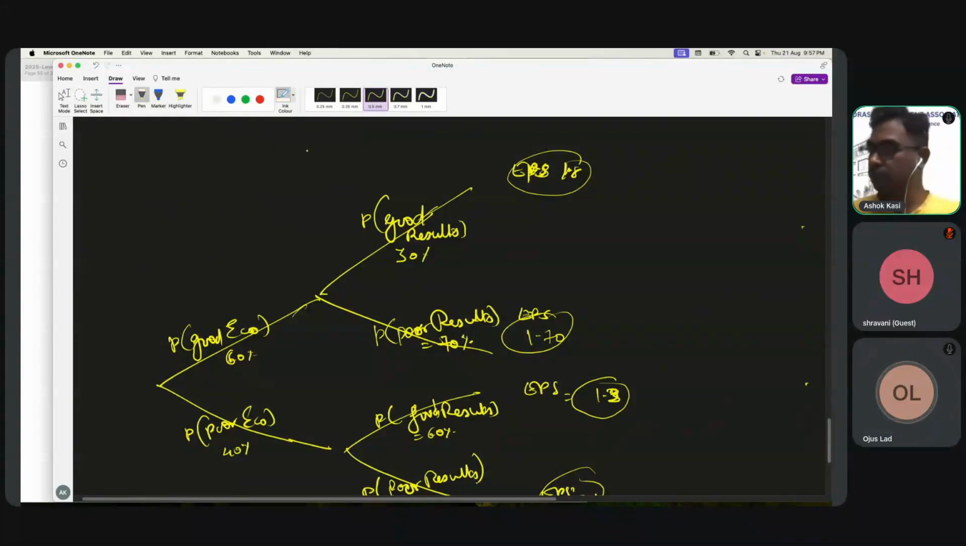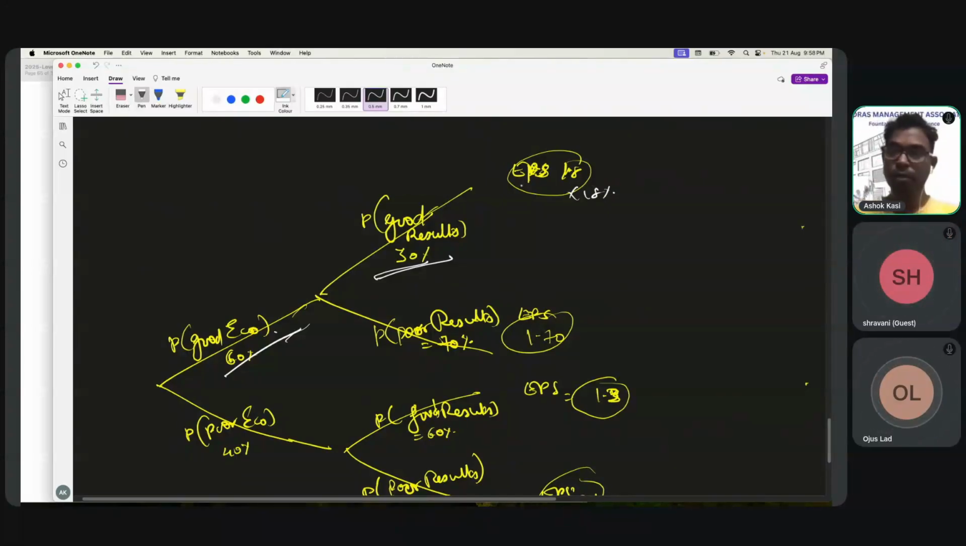Probability will be, see, when will I get 1.8? When 60% happens and then 30% happens. That means in order to reach 1.8, both have to happen. That means joint probability. So it will be 60% into 30%. That means 18% chance. Have you understood this one? 18% of getting 1.8.